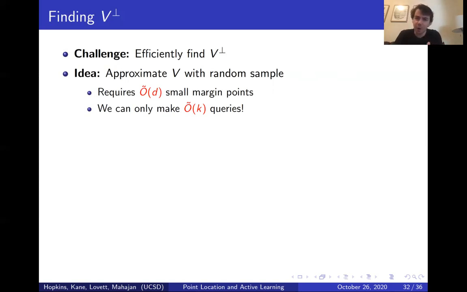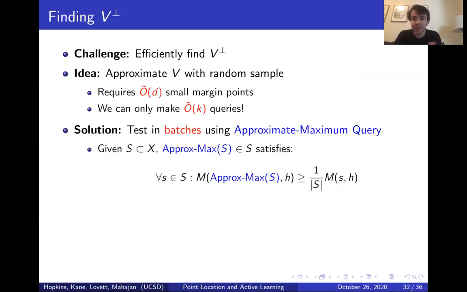And we need about O of D points to do this to preserve its structure. And again, so we run into this problem. We need O of D small margin points, but we can only make O of K queries. How are we going to deal with this? Well, one idea is to test batches of points probabilistically to see if they all have small margin.